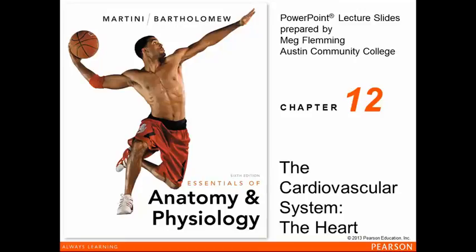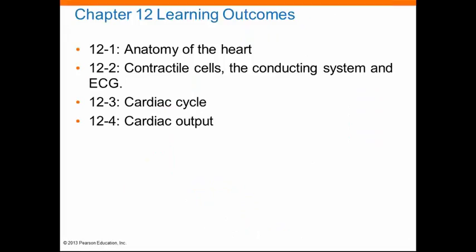Chapter 12 is the second chapter in the cardiovascular system and focuses on the heart. In this lecture, we'll describe the anatomy of the heart, including the blood supply and pericardium structure, and trace the flow of blood through the heart, identifying the major blood vessels, chambers, and heart valves.